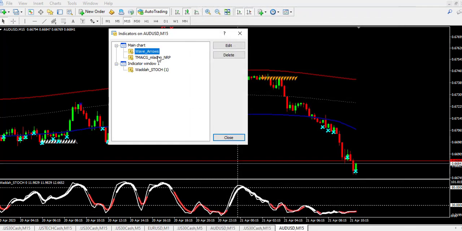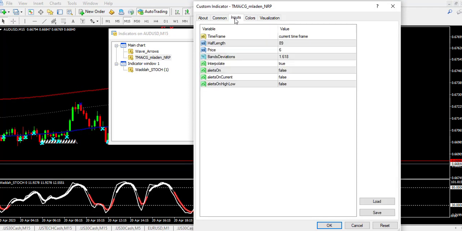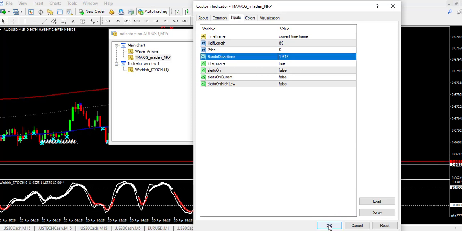Then the second indicator is the TMA indicator. Here are the colors. Then these are the values. I changed this particular value to 89. You can play with the value here, and you can play with this band deviation of 1.6. You can change it to 2 or 2.4 and see how it turns out on your chart. If you like using a higher value, then you can go with it.